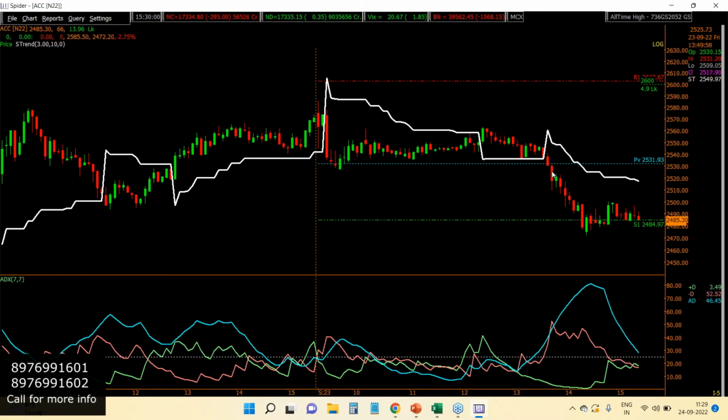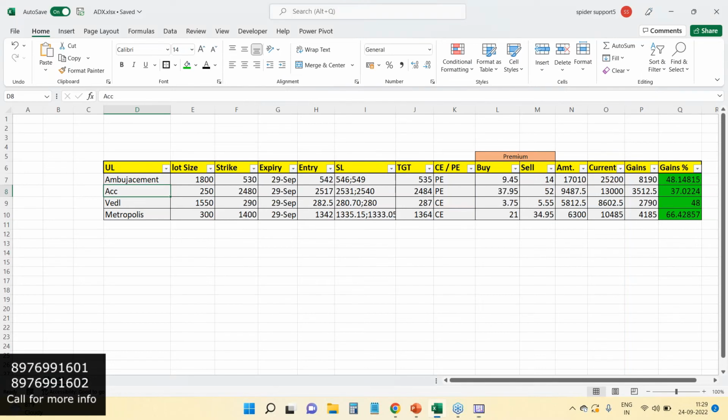So definitely I will be looking for such opportunities. Now we will definitely make money, not lose money. So I will be taking the trade around the closing of this value, that is 2517. As you can see here, I have taken the entry at 2517. My stop losses were 2531 and 2540.